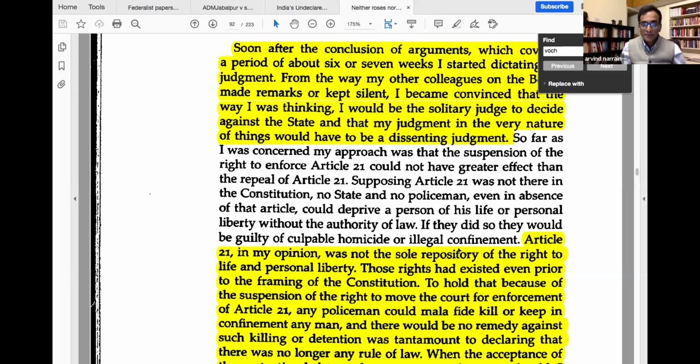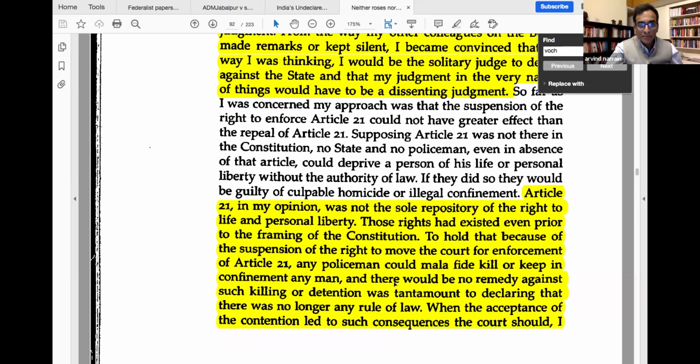Article 21, in my opinion, was So far as I was concerned, my approach was that the suspension of the right to enforce Article 21 could not have greater effect than the repeal of Article 21. Supposing Article 21 was not there in the Constitution, no state and no policeman, even in absence of that article, could deprive a person of his life or personal liberty without the authority of law. If they did so, they would be guilty of culpable homicide or illegal confinement.